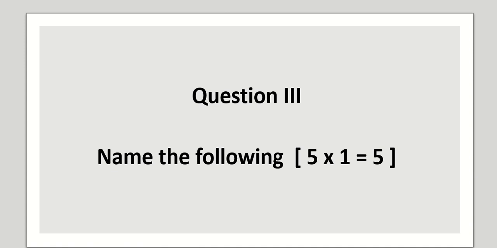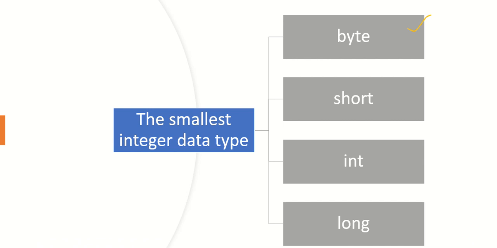Question number three. Name the following. Again it is 5 marks. All the 5 questions are compulsory. And here the smallest integer data type is which one? Actually, the smallest integer data type is short. The smallest integer data type is short, not byte. It is short is the answer.